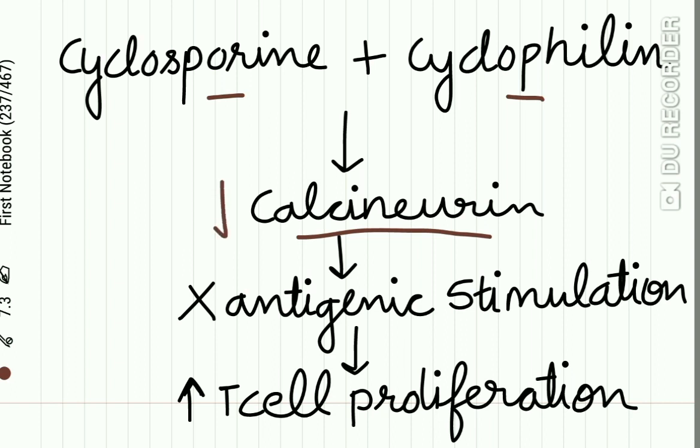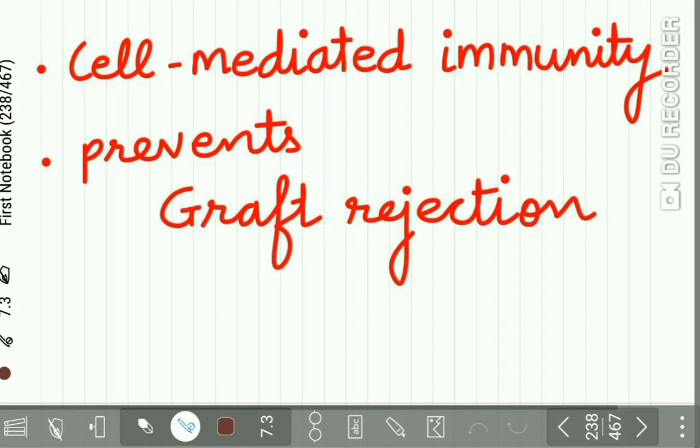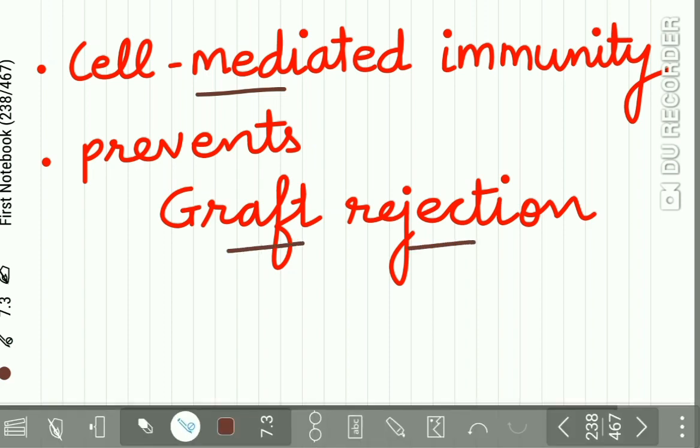Now, this complex formed by cyclosporine and cyclophilin inactivates the calcineurin inside the cell. This inactivation of the calcineurin results in failure in the response of helper T cells to antigenic stimulation. There is failure in the antigenic stimulation, resulting in failure of T cell proliferation and production of killer lymphocytes. Now, the cyclosporine selectively suppresses the cell-mediated immunity and it prevents graft rejection in a patient.